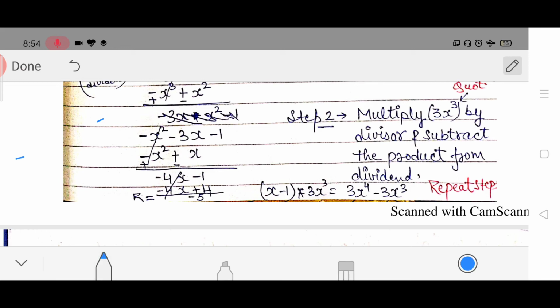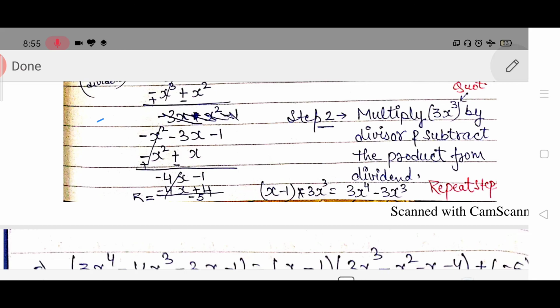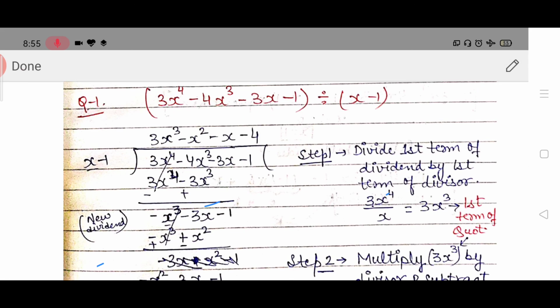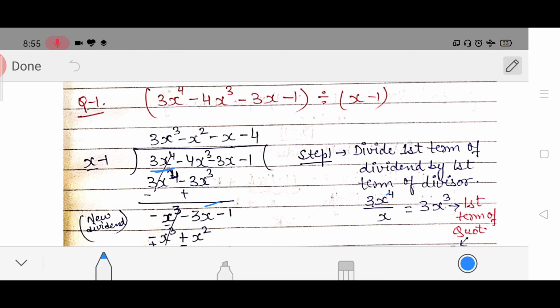Can you divide minus 5 by the first term of divisor, that was x? Can you divide minus 5 by x? No. So that's why minus 5 is our remainder. So that was about how to divide any two polynomials. You just have to keep in mind, first you divide the first term of dividend by the first term of divisor. After that you multiply the quotient term by the whole divisor, then you subtract. Only these three steps you have to follow throughout the whole division.